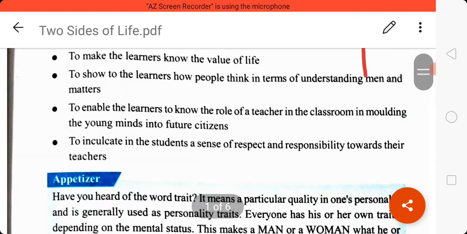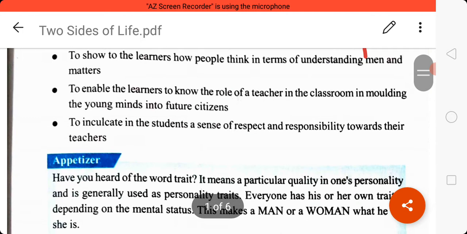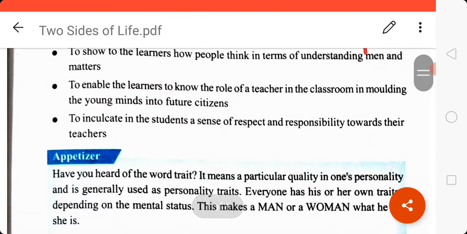What is the value of life? The second objective is to show the learners how people think in terms of understanding men and matters. So, how people understand life. To enable the learners to know the role of a teacher in the classroom in molding the young minds into the future citizens. So, how the classroom is useful to mold the young minds into the future citizens.